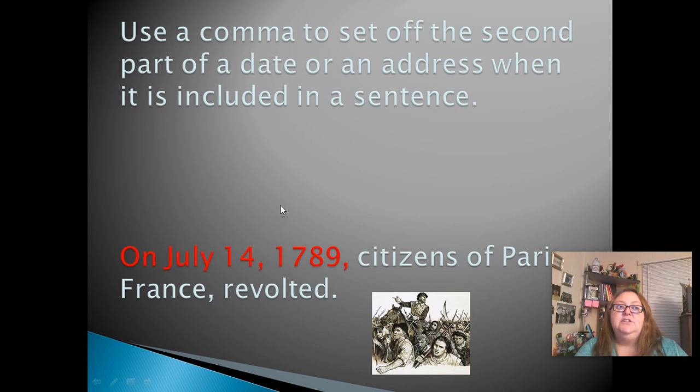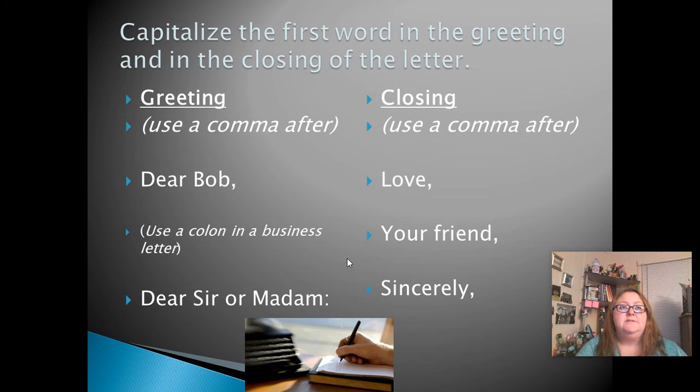The next thing is to use a comma to set off the second part of a date and an address when it's included in a sentence. So this might be a sentence in your letter. On July 14th, 1789, citizens of Paris, France revolted. So we need that comma right there to set it off, to separate that date. Okay, that's what that's talking about.